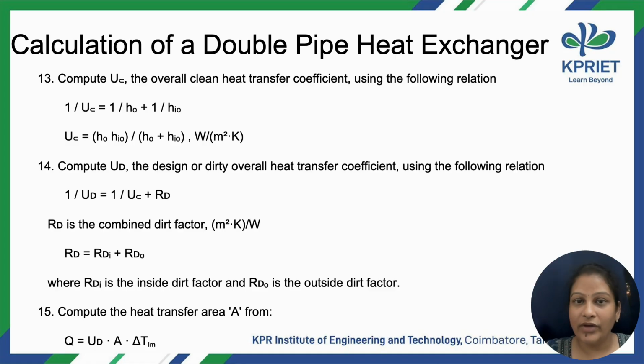Based on the heat transfer coefficient values, we'll be calculating the overall heat transfer coefficient, and with the addition of resistance to the overall heat transfer coefficient, Uc will become Ud. And the final equation is given by heat transfer rate Q is equal to Ud into area of heat transfer, pi d naught into L, into the delta T LMTD.